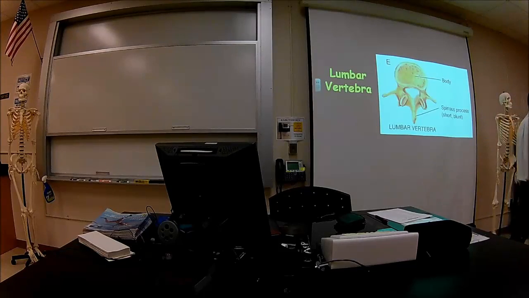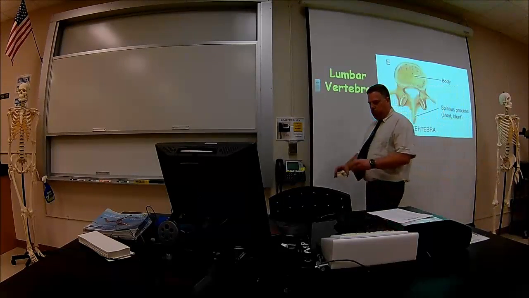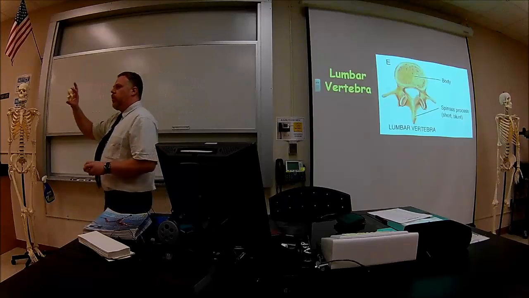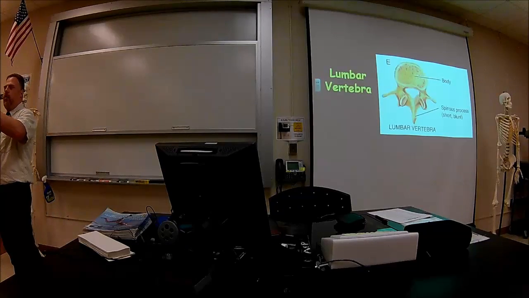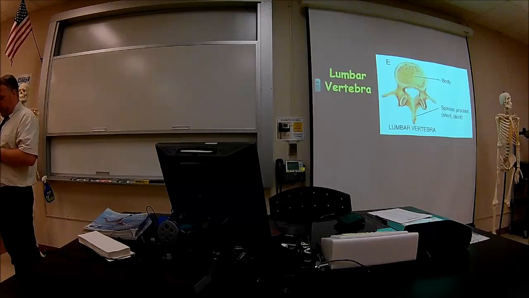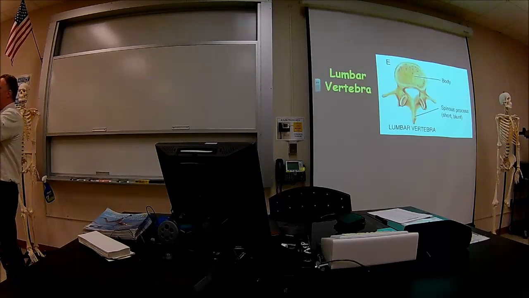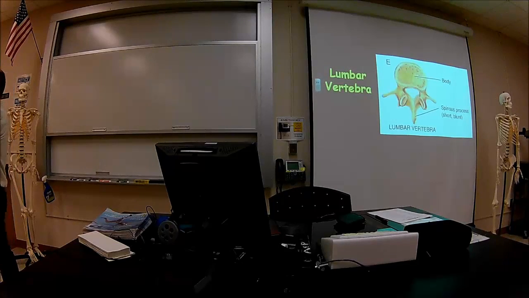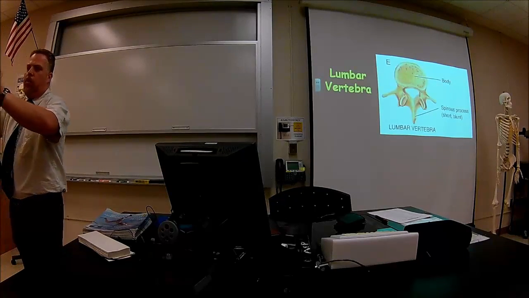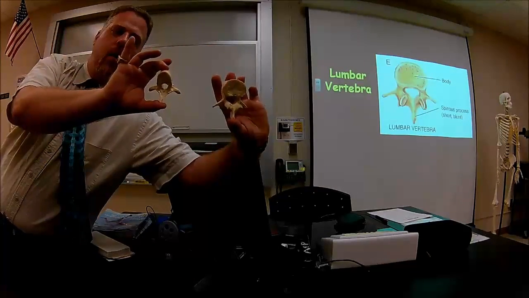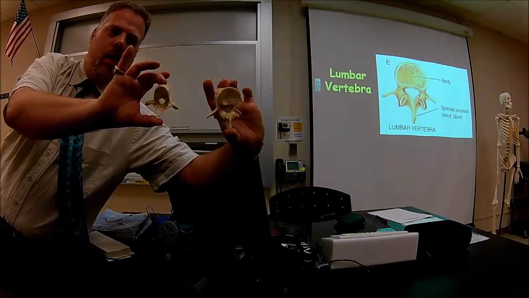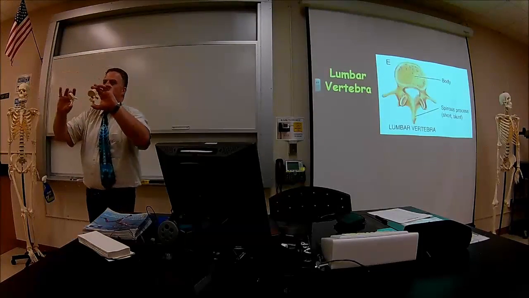Okay? Now, I find that most students have issues with the thoracic and lumbar vertebra. So let me give you some pointers. What I have in my right hand is the thoracic vertebra. What I have in my left hand is a lumbar vertebra. You can see that the spinous process is long in the thoracic vertebra, and short and stubby in the lumbar vertebra.